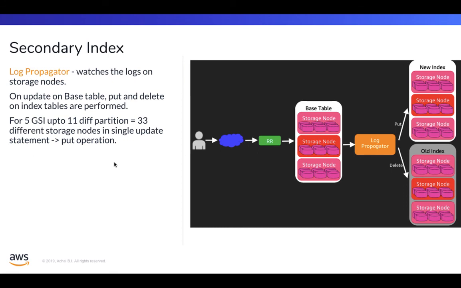If you take an example where you have five global secondary indexes, and you're changing one attribute of the item, then 11 different partitions get affected and up to 33 different storage nodes in a single update operation get affected. So basically it would be a put operation, and for a put operation 33 different storage nodes will get affected if you have created five global secondary indexes. That's the reason global secondary indexes are expensive in nature.